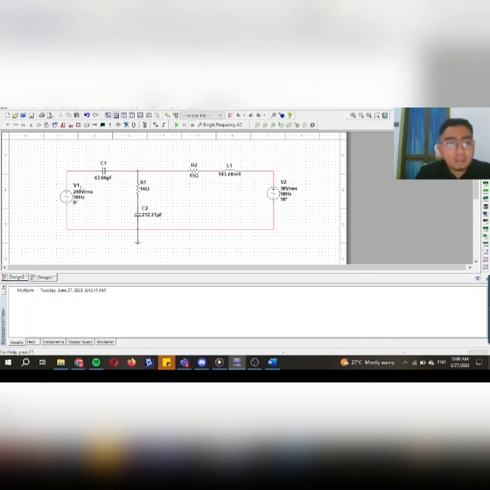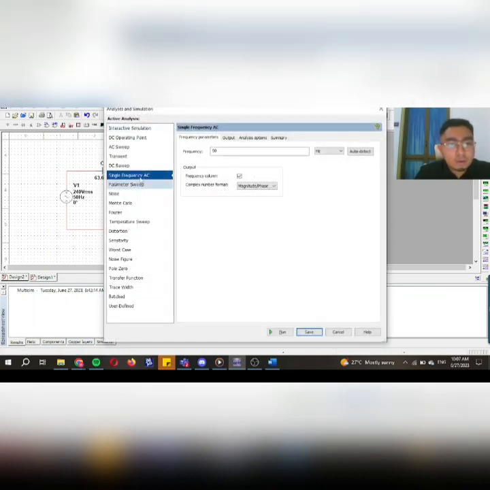After all the values have been inserted in the circuit according to the values provided to us, make sure all the values and connections are correct, and then we click on AC analysis, go to single frequency. For the frequency we are using 50 Hz like stated before, which is the Malaysian frequency, or you can just click on auto detect and make sure you click on this box here, the frequency column. And for the complex number format, we are using magnitude and phase.